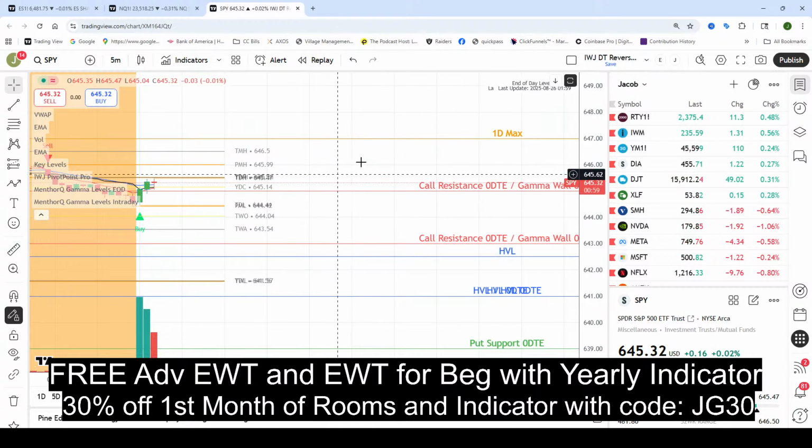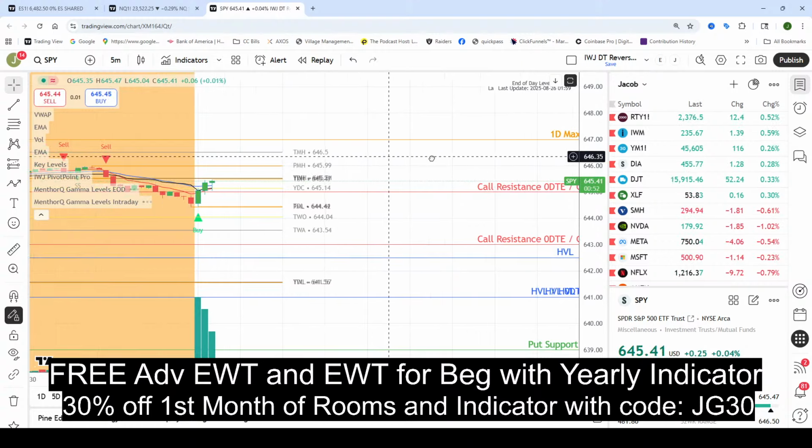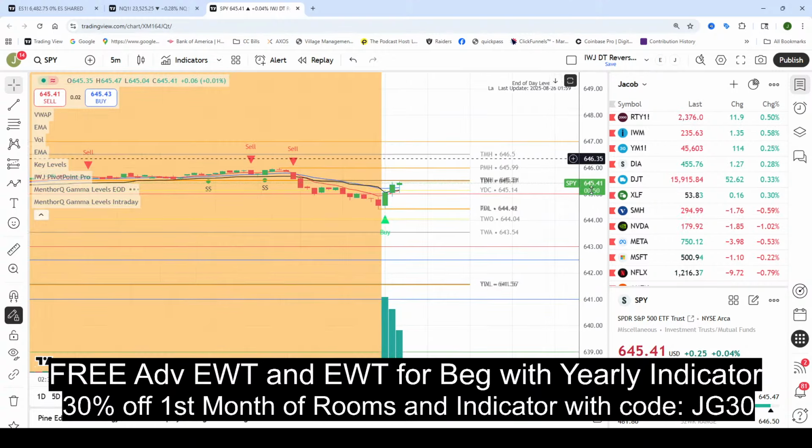The biggest thing I would look at is the one-day max 647. So it's possible that this can be capped at 647. That would be an area of interest to me.